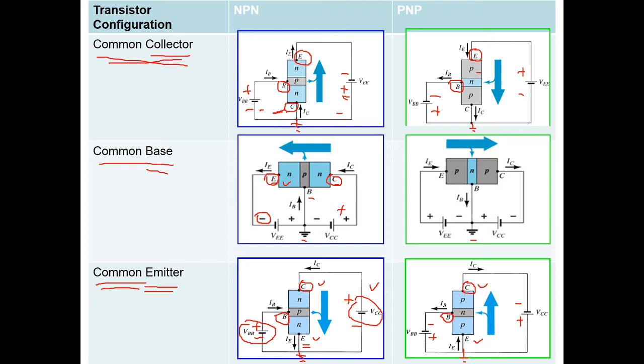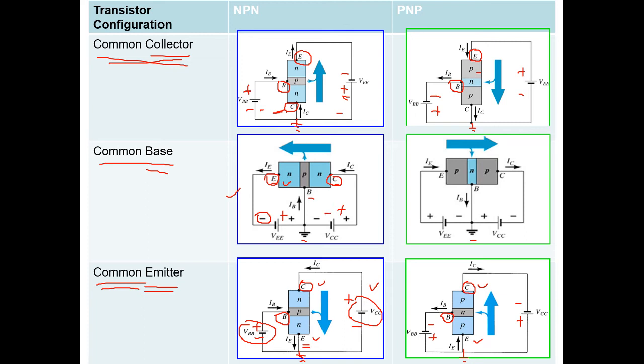Okay, so from this figure, you can see that the emitter is connected to the negative source and the collector is connected to the positive source. So you just put your battery, here is the positive, and another battery, this one is negative.